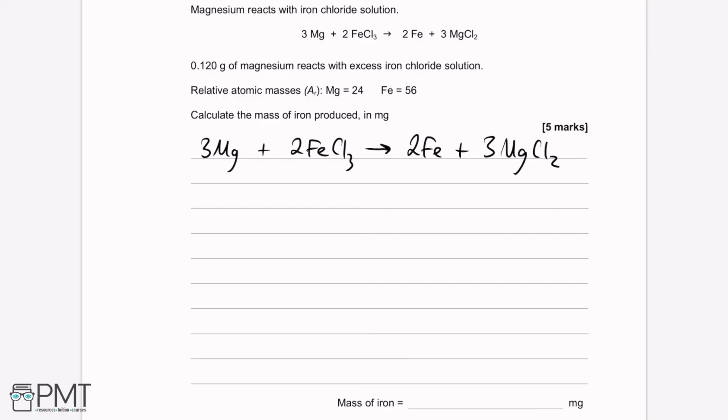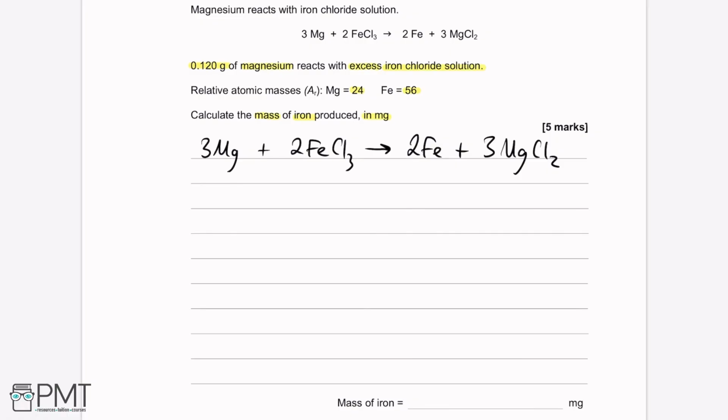Magnesium reacts with iron chloride solution. 3Mg plus 2FeCl3 makes 2Fe plus 3MgCl2. 0.12 grams of magnesium reacts with an excess of iron chloride solution. And we're told that the relative atomic masses of magnesium is 24 and iron is 56. For 5 marks, calculate the mass of iron produced in milligrams.